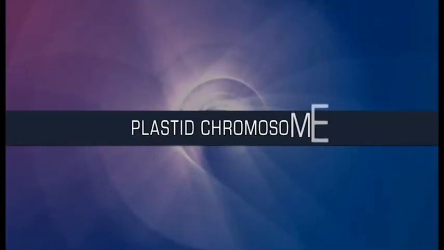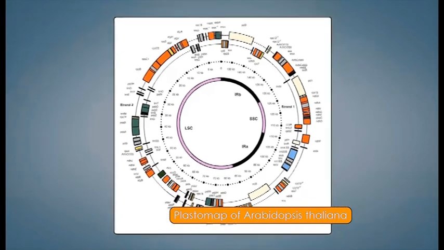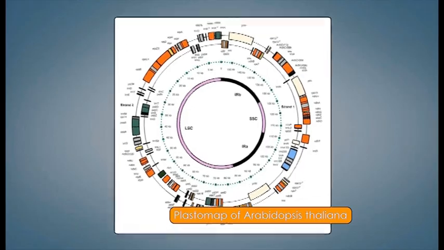Let us now take up the organellar chromosomes. First, let us see the plastid chromosome. All plant cells contain one or more types of plastids and they replicate by division. A typical leaf cell contains 10 to 20 chloroplasts and each chloroplast contains about 5 to 10 copies of the plastid genome. The plastid genome is a circular double-stranded DNA molecule of about 120 to 270 kilobase in size.